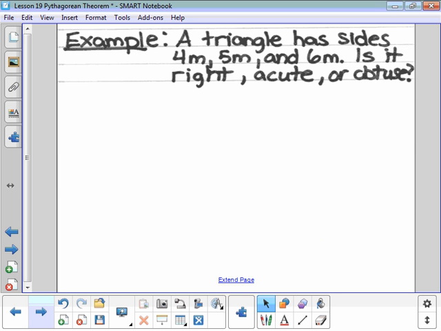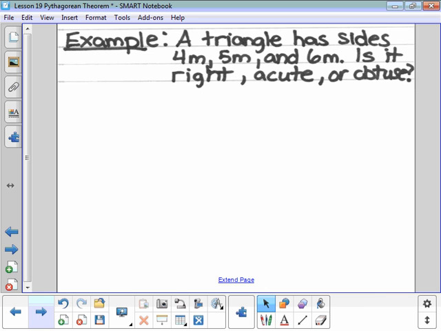So let's try this. We might be asked to take three side lengths of a triangle and figure out whether it's a right triangle, an acute triangle, or an obtuse triangle. The only other way to have done that would be to know what the angles in a triangle are, but in this case, we don't. We only know that one side's 4 meters, the other side's 5 meters, and the third side is 6 meters.